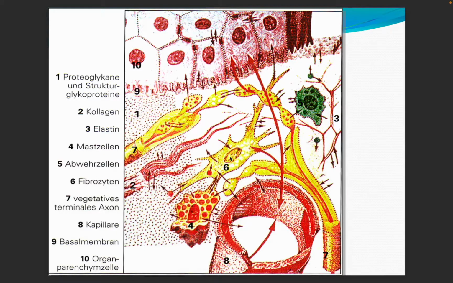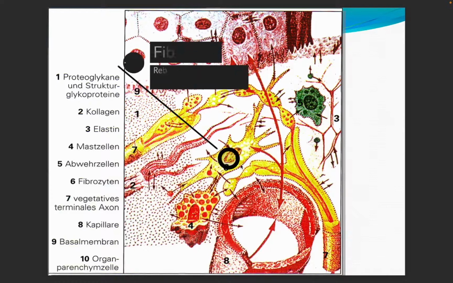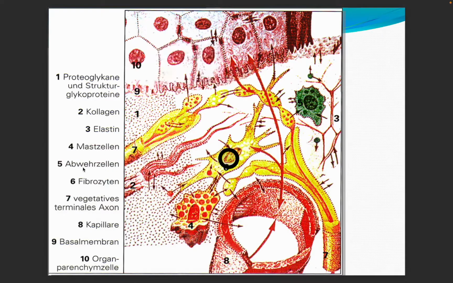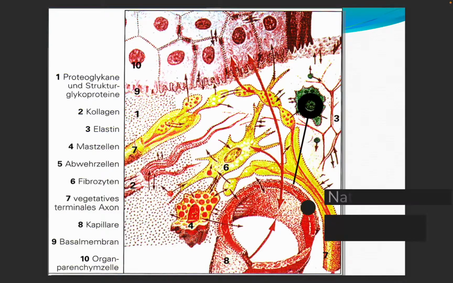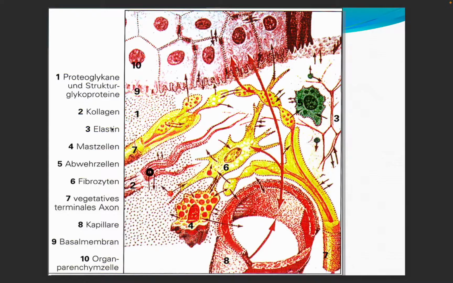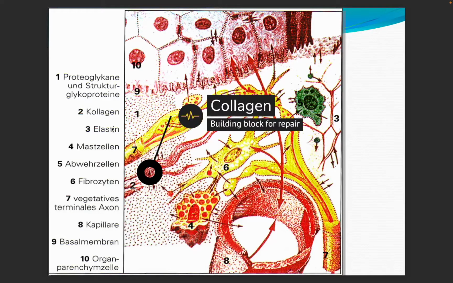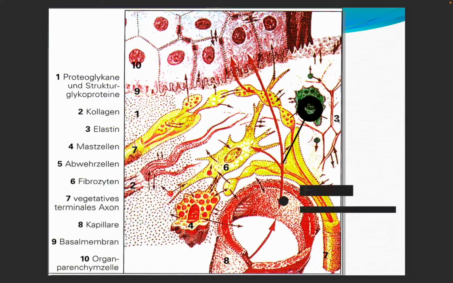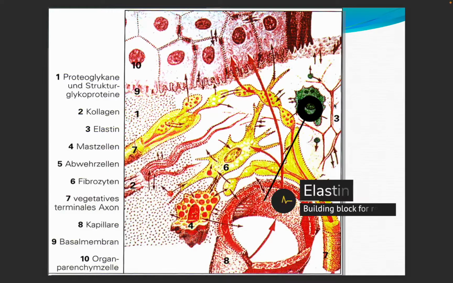Number 6 here is what we call a fibrocyte. That's important for responding with inflammation. I'm going to guess that number 5 is another type of white blood cell. I'll probably put the caption down below. All right, and numbers 3 and 2 represent structures within the cellular level called collagen and elastin. These are important in inflammation as well.